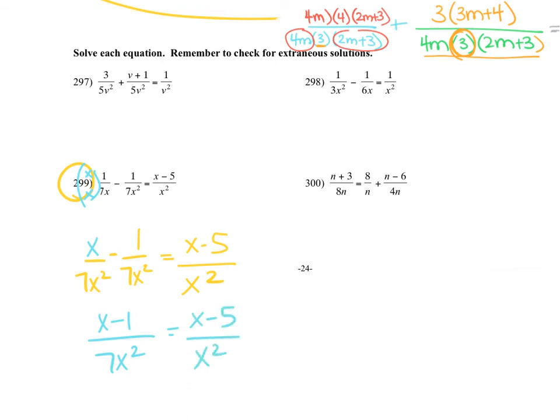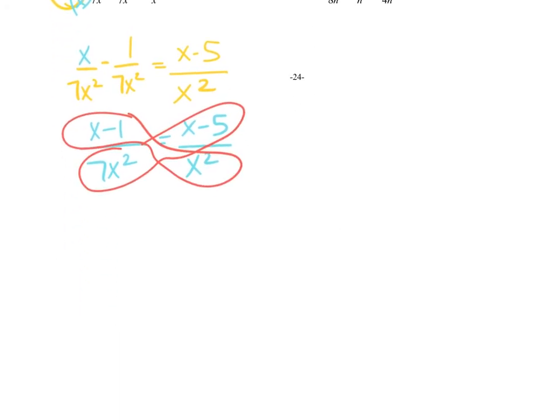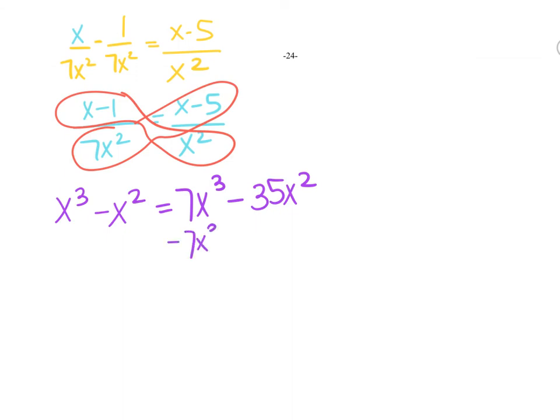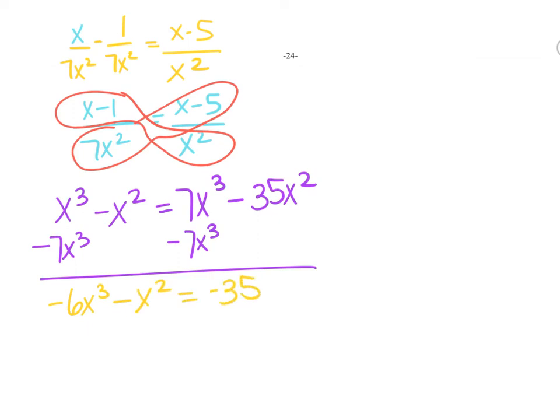And now, since I just have two fractions, I can cross multiply. So I get x cubed minus x squared equals 7x cubed minus 35x squared. Now all my letters I need to make on the left side, so I'm going to subtract 7x cubed from both sides. I get negative 6x cubed minus x squared equals negative 35x squared. And then I'm going to add 35x squared to both sides.